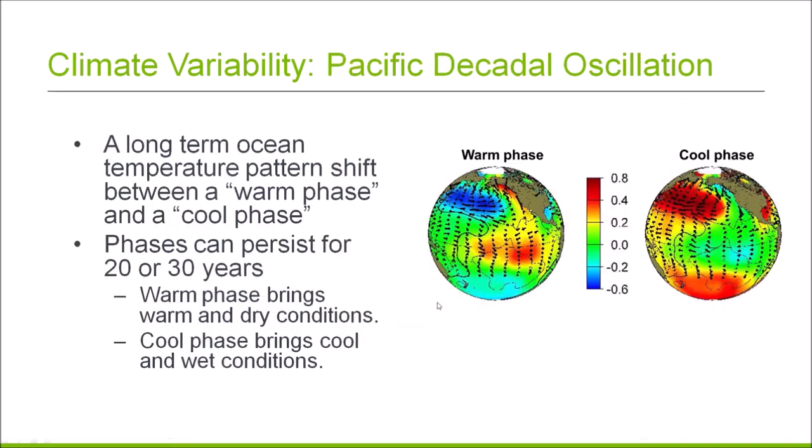And the next thing is called the Pacific Decadal Oscillation. So again, it's a similar oscillation like ENSO, but it happens every 20 to 30 years. So it's a longer phase period.